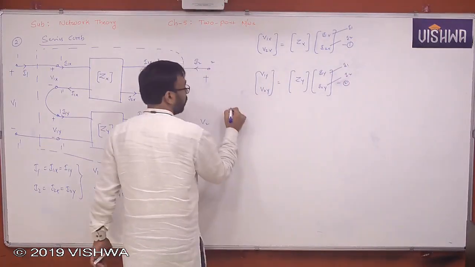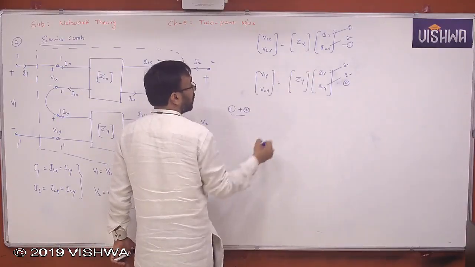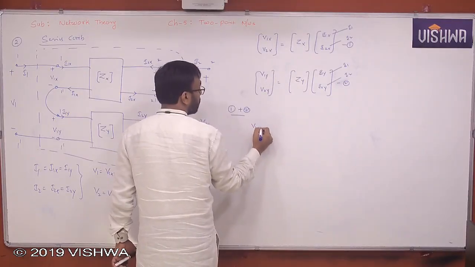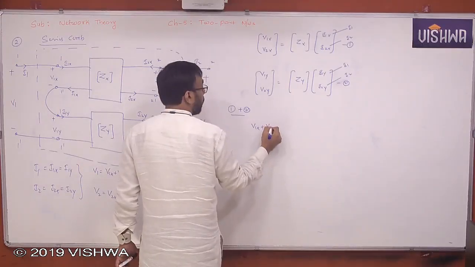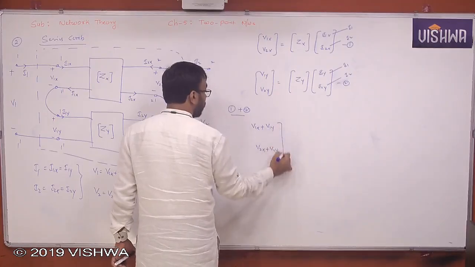So if you add equation 1 plus 2 and take I1, I2 common, what do you get? V1x plus V1y, you will get what? Yes or no? V1x plus V1y is nothing but V1 only. And V2x plus V2y is nothing but V2 only.